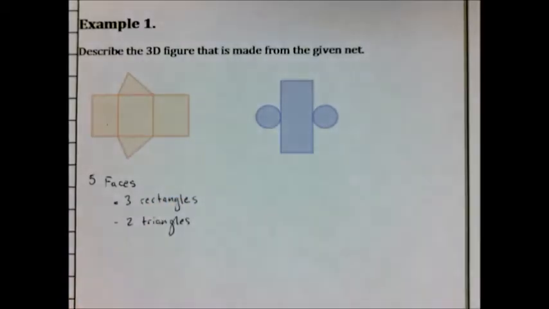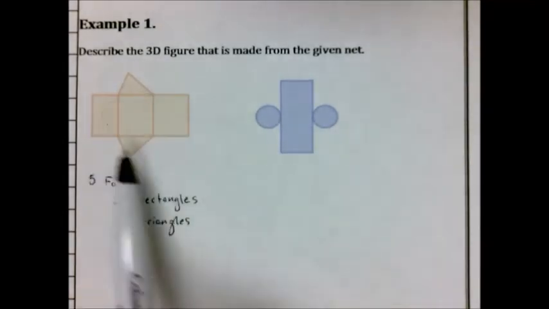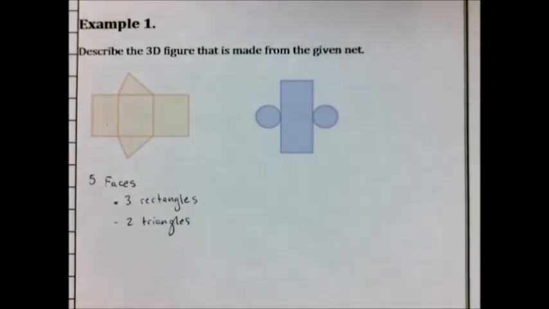Now the easiest way to identify what type of shape we have is, first of all, if we're using straight edges like these, we're talking about either pyramids or prisms. If we have circles, we're talking about either cones or cylinders, right? So we have straight edges, so we're thinking about prisms or pyramids. Now remember, prisms have 2 bases. Pyramids have 1 base. And we can see here there are 2 triangles and 3 rectangles. Those 2 triangles are going to be the bases.